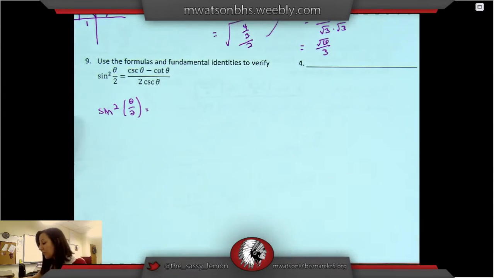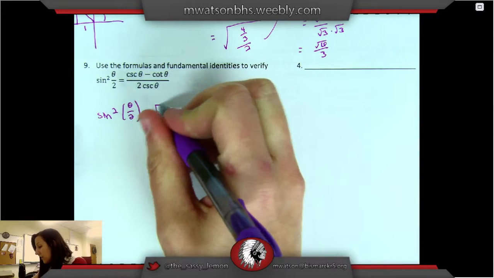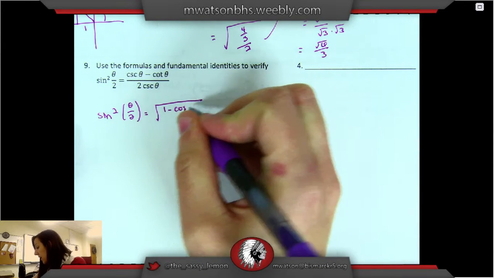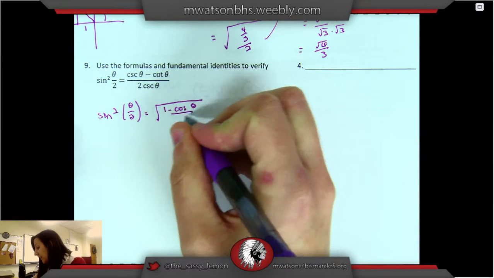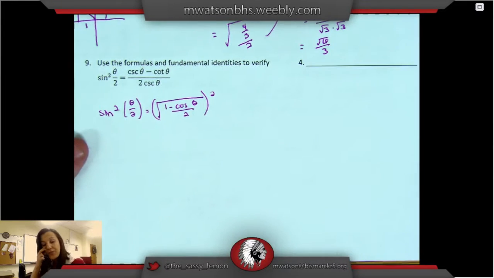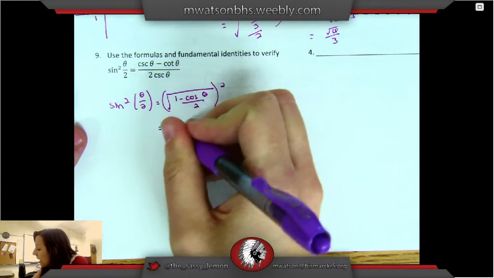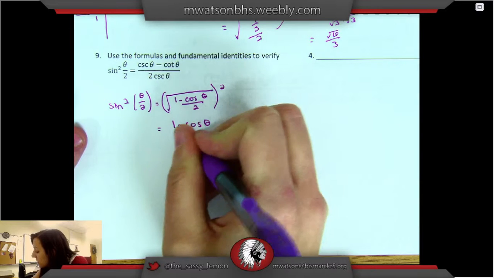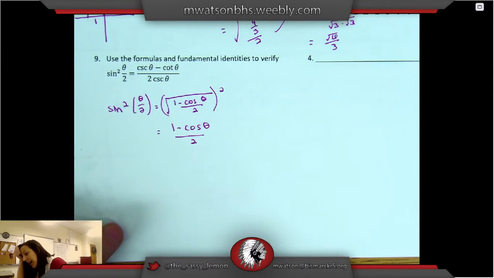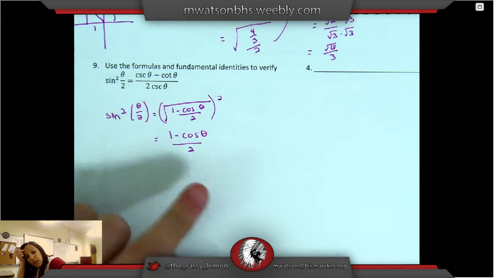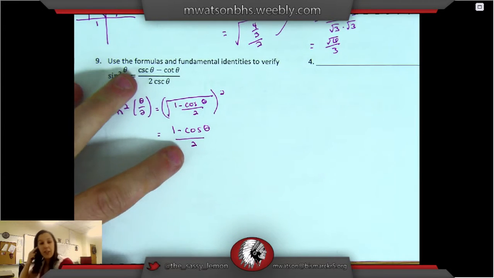So I'm going to go ahead and change this to the square root of 1 minus cosine of theta all over 2. And that whole thing is squared because sine was squared. So now I've got 1 minus cosine theta all over 2. And somehow I've got to change that into what we've got going on up here. So at first glance, these two things look very different.